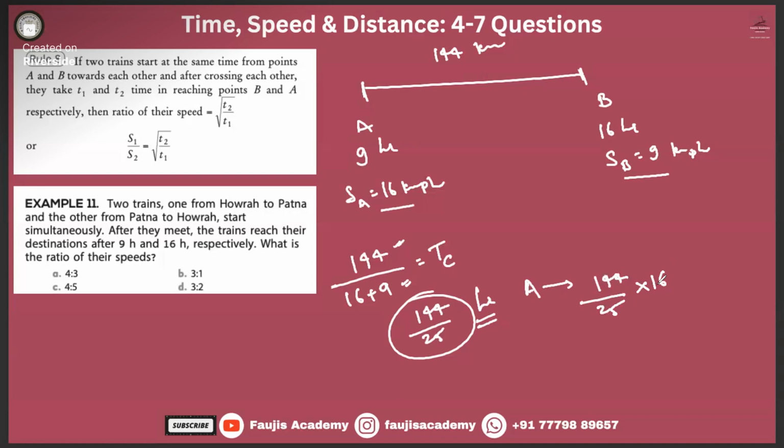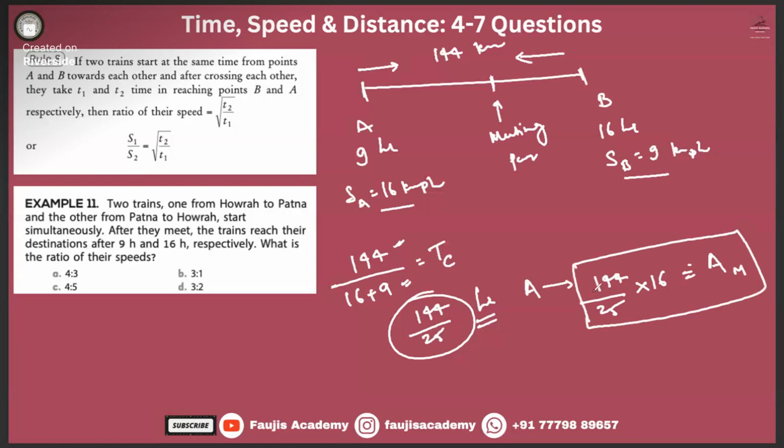Sir, why do you write 144 by 16 plus 9? Why is distance written 144? I'm trying to find out their meeting point, right? One is traveling from this end to this, another is traveling from this end to the other direction, so they will meet somewhere. And if they are meeting, their relative speed will be added, right? So A will cover this much distance at the time of meeting. Let's call it A.